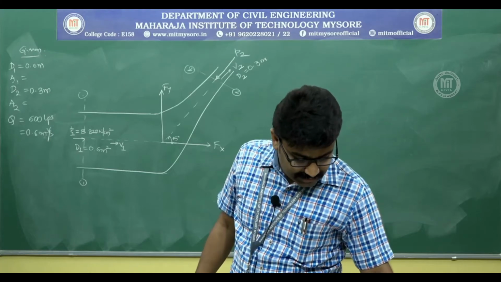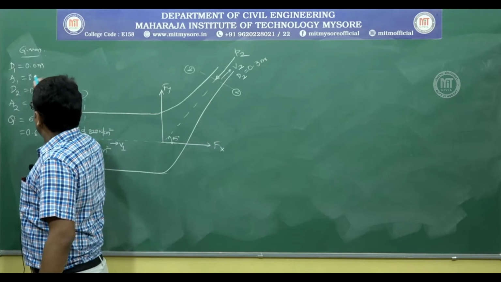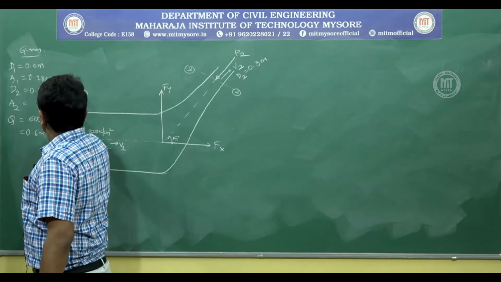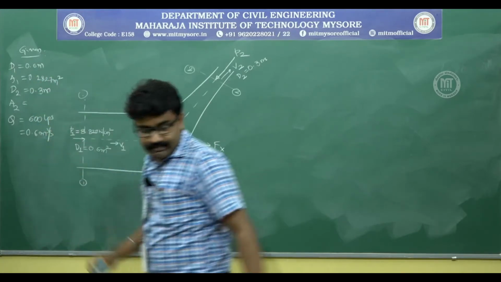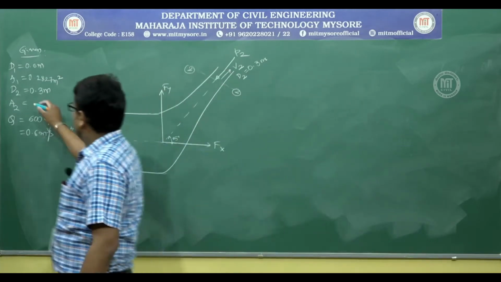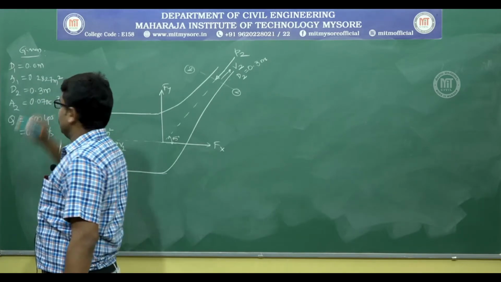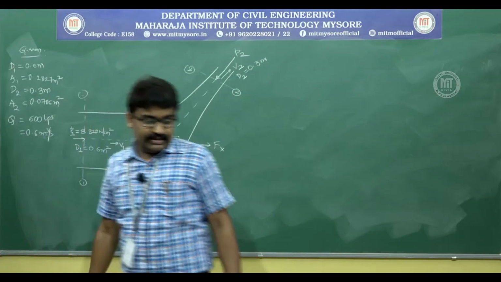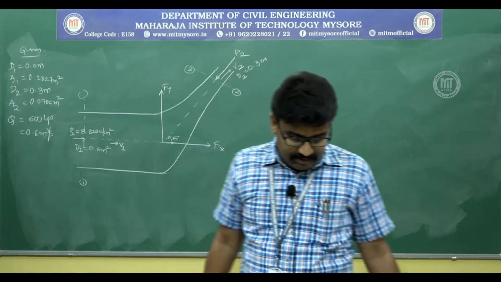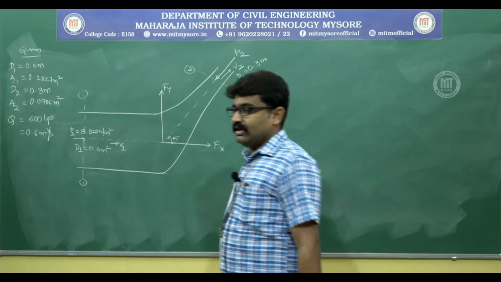Take out the calculator and solve. A1 is 0.2827 meter square, and area at section 2, A2, is 0.0706 meter square. So using this you will have to calculate V1 and V2. To get V1 and V2 you can solve it here itself.